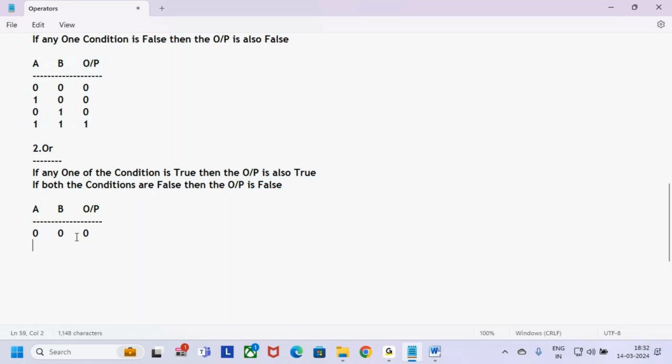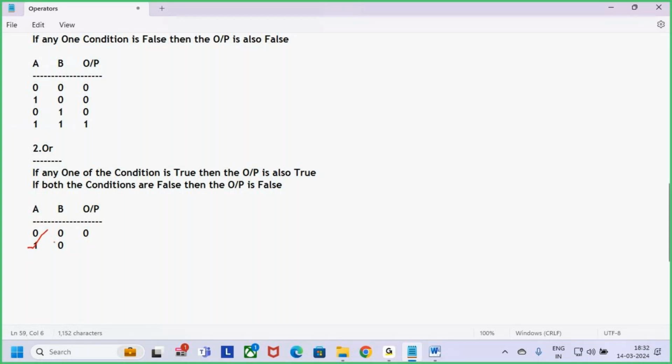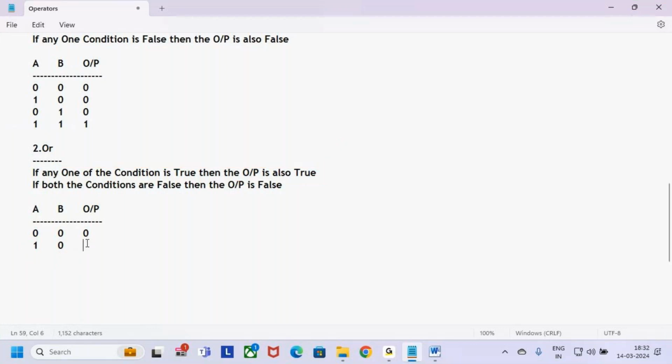And next probability, first condition is true, but the second condition is false. I said that if any one of the conditions is true, then the output is also true. So we'll get the output as true. And next another probability, first condition is false, but the second condition is true. Here also, if any one condition is true, what is the output?